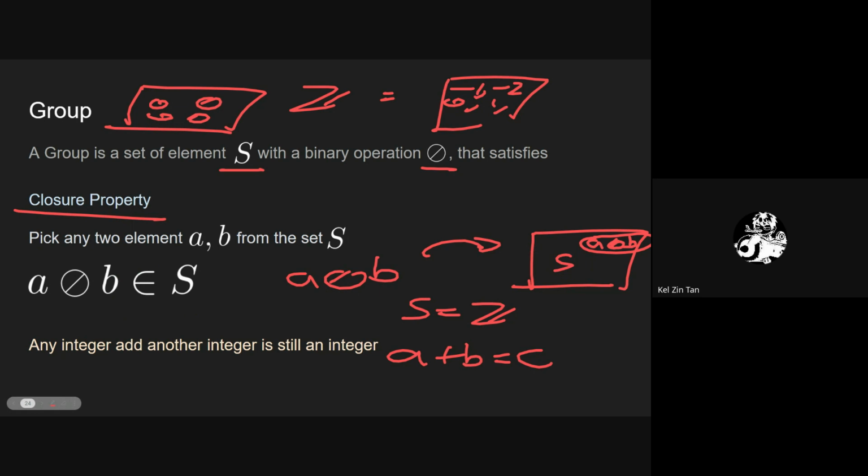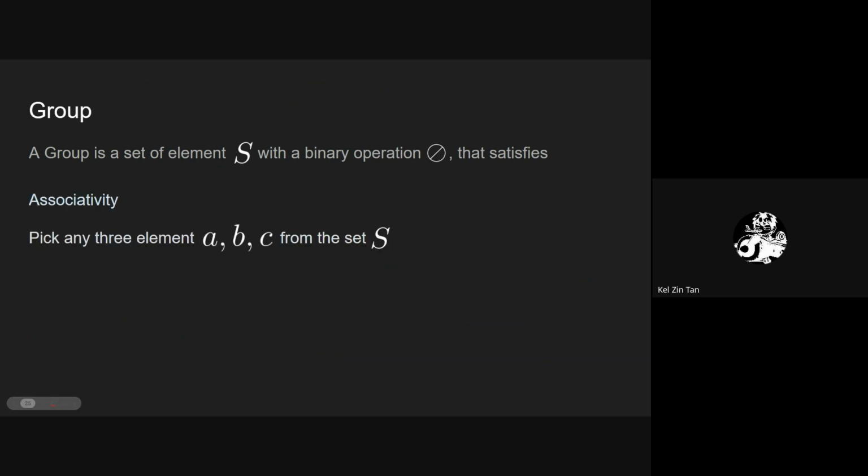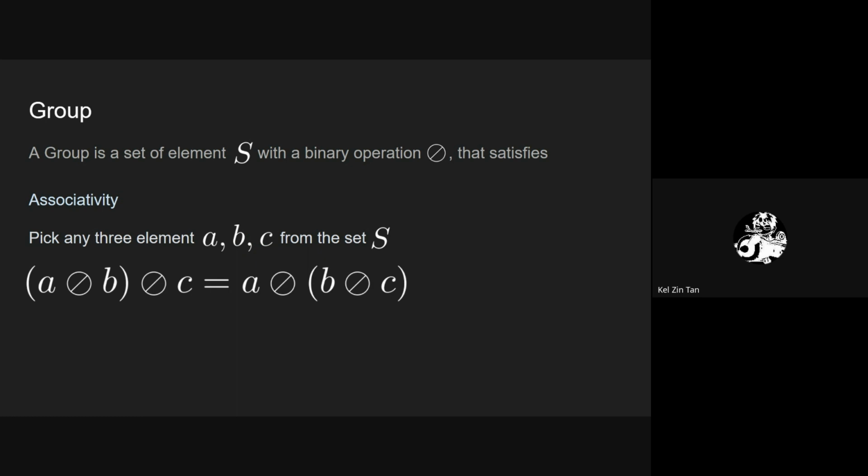So the second property that we need to have is associativity. So what do we mean by associativity? We pick any three elements A, B, C from the set S. We do the operation on A, B first, then only afterwards we do it on C, or we do the operation on B, C first and then A. So we do this part first, or we do this part first. The result should still be the same.